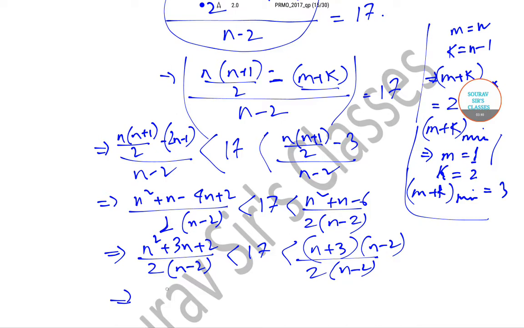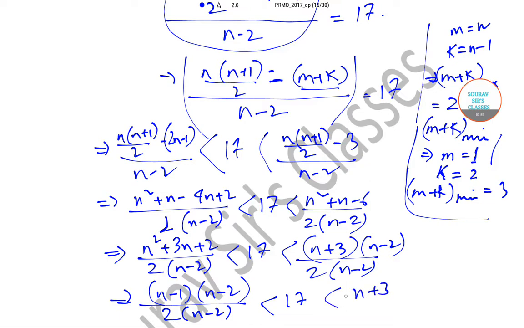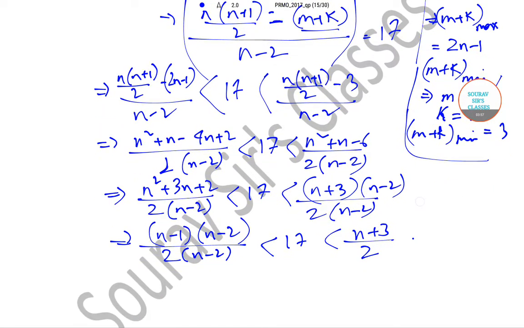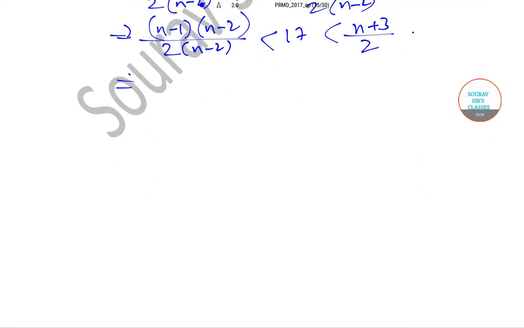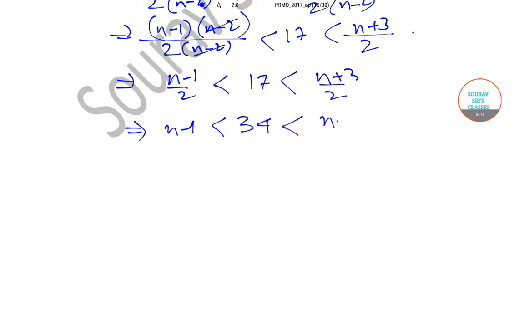We can write this as n plus 3 into n minus 2 upon 2 into n minus 2, and the other side as n minus 1 into n minus 2 upon 2 into n minus 2. This will be 17 in between. N minus 2 will cancel out, so we have n minus 1 by 2 is less than 17, which is less than n plus 3 by 2. If we multiply by 2 on all sides, we get n minus 1 less than 34, which is less than n plus 3.